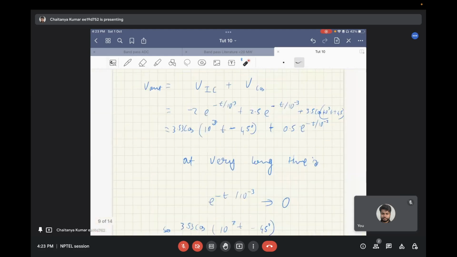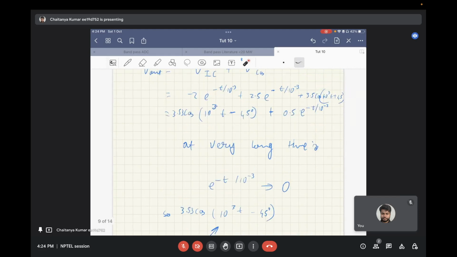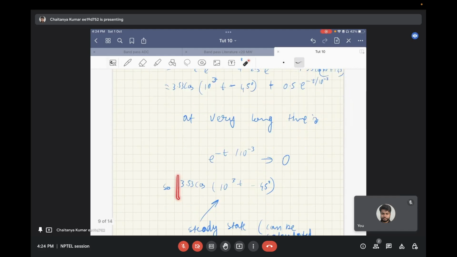Now we add the initial condition output and the output due to cosine. From there we get the final expression as 3.53 cos(10 to the power 3 t minus 45 degrees) plus 0.5 times e to the power minus t by 10 to the power minus 3. After a very long time, you can see this exponential will have gone to 0, and what will remain is only the steady state output.